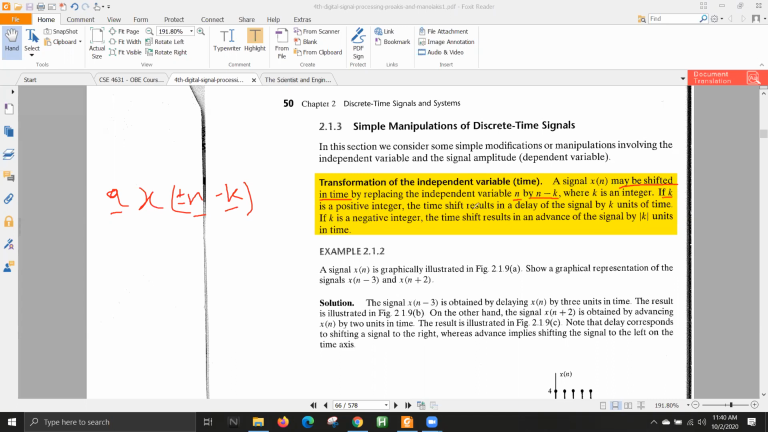If k is a positive integer, like I said before, the time shift results in a delay. So delay is another term for right shift. So this can be used interchangeably. And a right shift জিনিসটা আসলে delay কেন? Because the signal that you got initially had 1 in the 0th position, but now the signal that you are getting has 1 in the 2nd position.